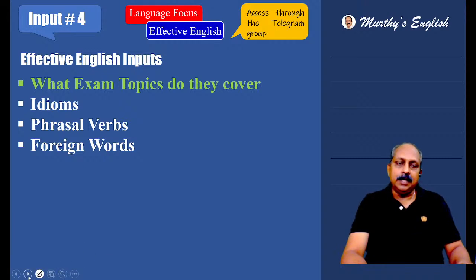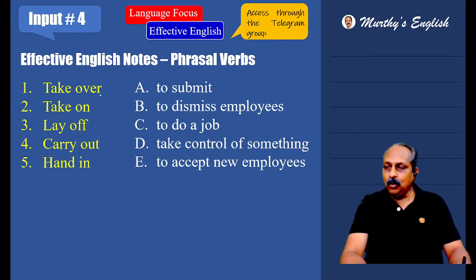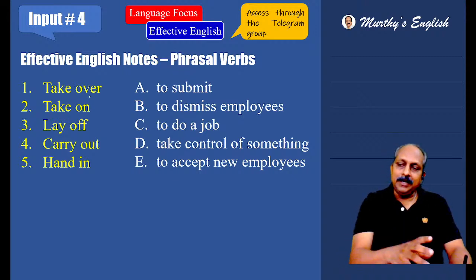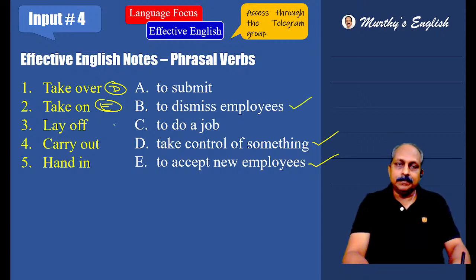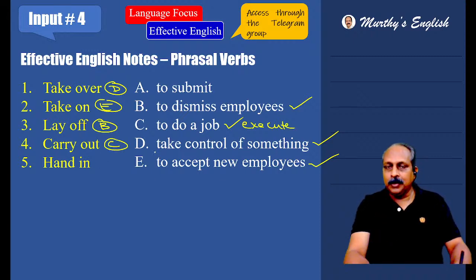Effective English inputs today have brought phrasal verbs. Try to go through quickly. Take over. One company takes over another company. That means what? Take control of something. D is the meaning. Take on employees means to accept new employees. Lay off, at the time of recession, to dismiss employees. Laid off, B. Carry out, execute, to do a job. Here you have to think execute. C. Hand in, usually it goes with papers, resignation, to submit. Take over, take on, lay off, carry out, hand in. Important.